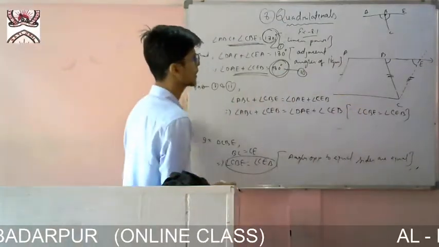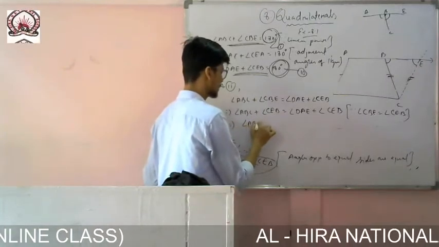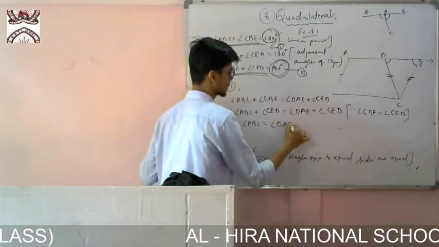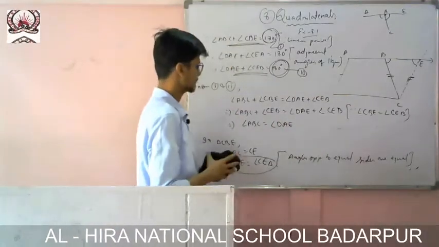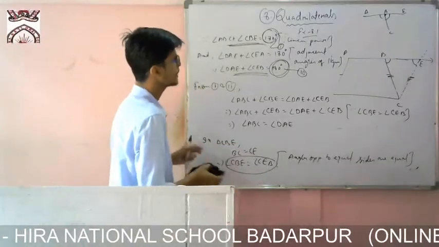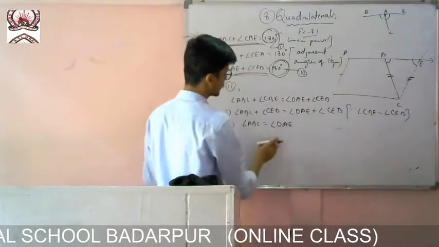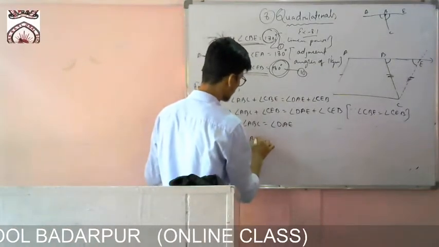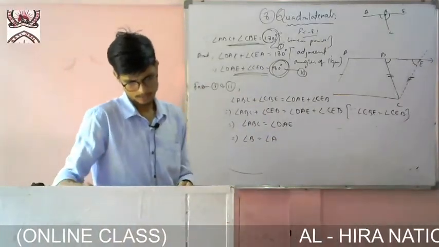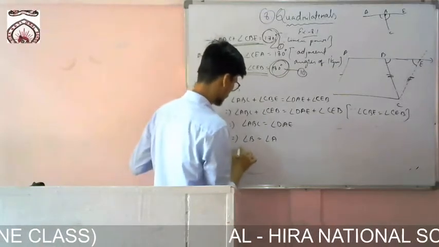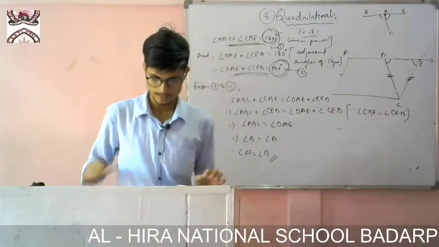So CEB from both sides is cancelled. So we are left with angle ABC equals angle DAE. ABC means angle B, and DAE means angle A. So angle B is equal to angle A. The question asks us to prove angle A is equal to angle B. So you can write, therefore angle A is equal to angle B.